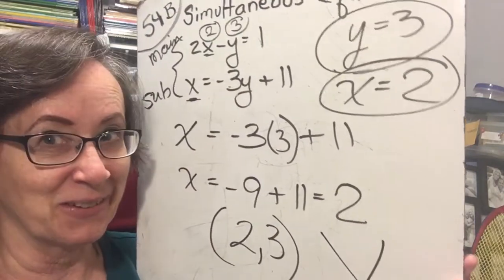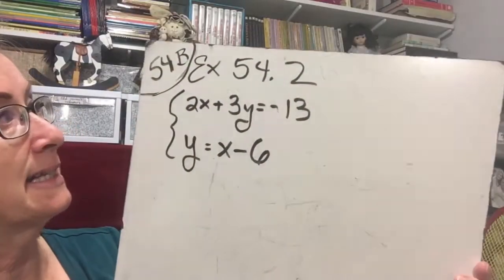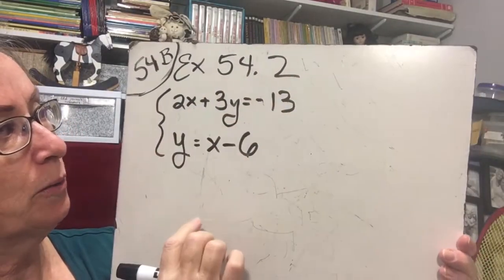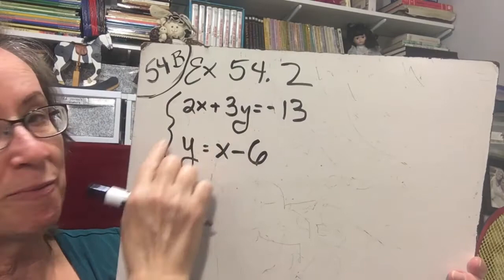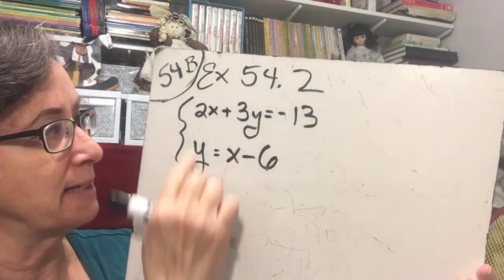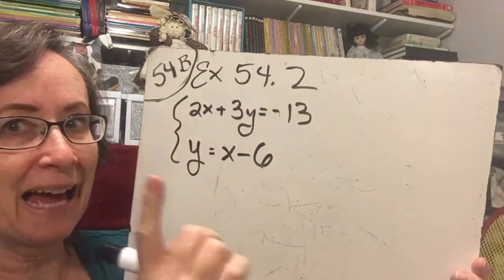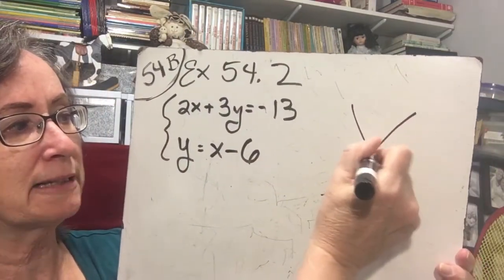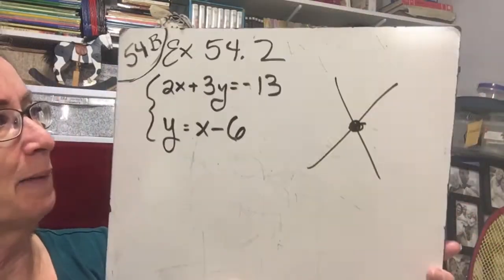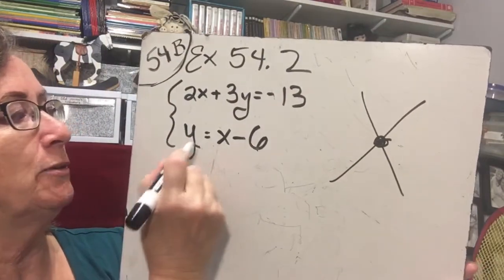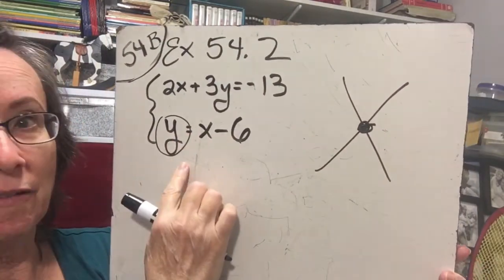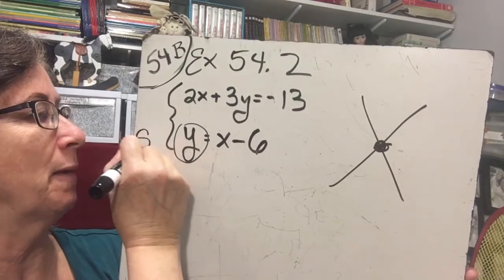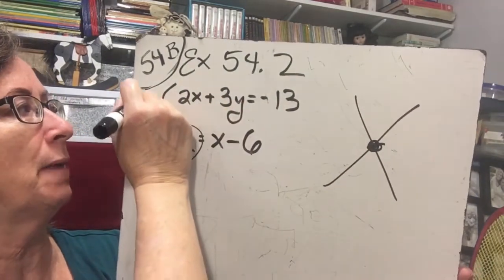Isn't that cool? Okay, so this is example number 2 of 54, and I have my system of equations. My simultaneous system means I'm supposed to find the point where the two lines cross. Okay, so I'm going to substitute. I'm going to use, since this one is solved for y already, this one's going to be my sub-equation, this one's going to be my main equation.